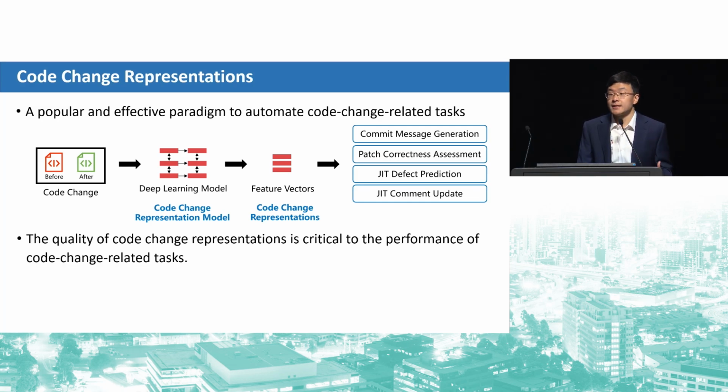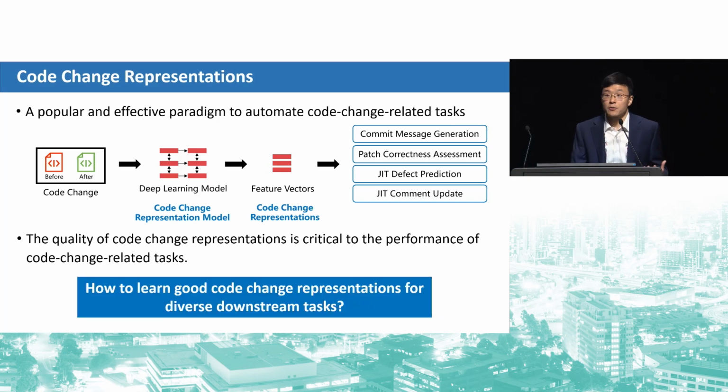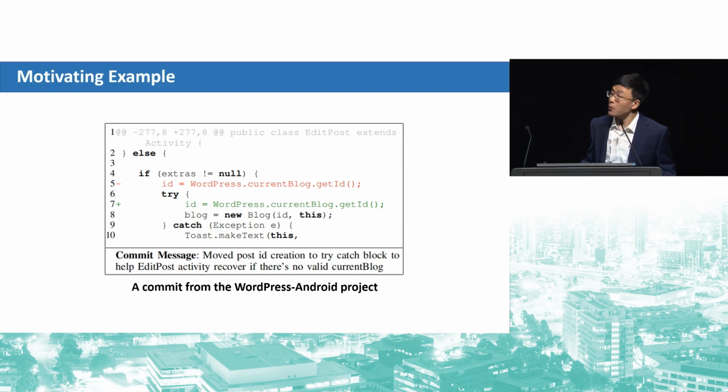So it is intuitive that the quality of code change representations is critical to the performance of code change related tasks because they are the basis of the downstream tasks. So an important question is, how can we learn good code change representations for diverse downstream tasks? To answer this question, let's first check out a simple example.